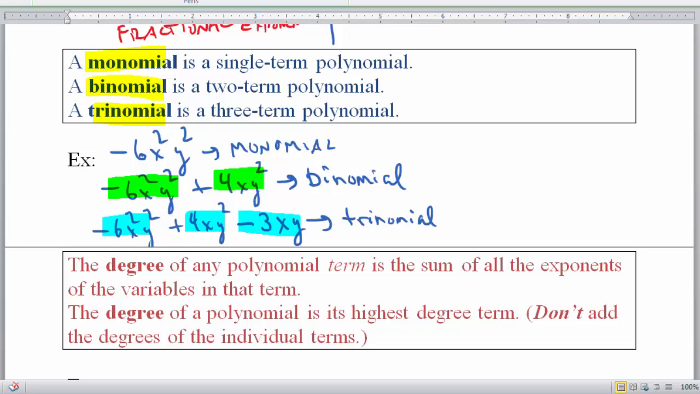And one little thing to note is, when there's a minus sign like this, you really think of this as a plus a negative. So the terms here would be negative 6x squared y squared, 4xy squared, and negative 3xy. Basically, if there's a negative sign in front of it, you consider that part of the term, because technically terms are added, so you really want to change all these signs into addition. Minus was really plus a negative, so that's a negative 3xy, that third term. So that's just the basics of polynomials.